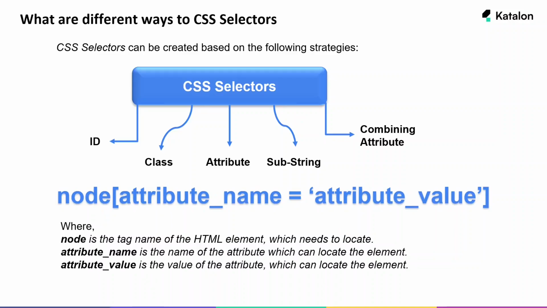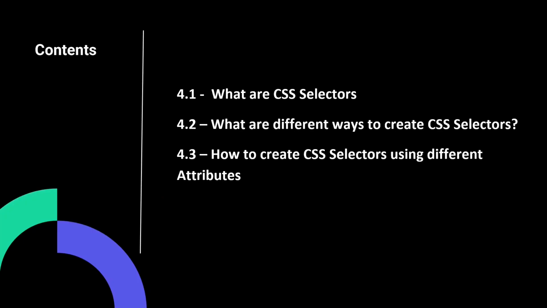Okay, and what is the format of CSS selector? If you see on the screen, node, open square brackets, and then you are going to give attribute name equal to your attribute value and closed square brackets. Node is nothing but the tag name of the HTML element which needs to be located, attribute name is the name of the attribute which can locate the element, and attribute value is the value of the attribute which can locate the element.